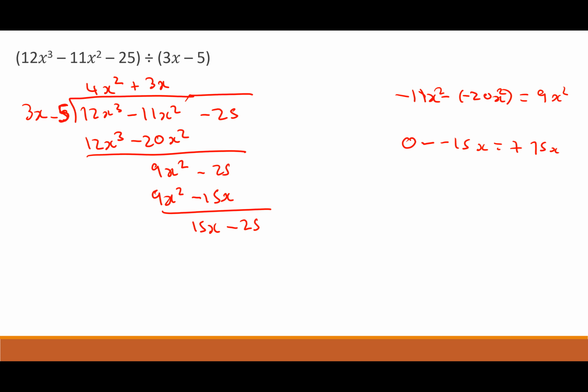Okay, so then we're going to be left with 5. So you go 15x minus 25, and then that's going to be left. So the answer to this is going to be 4x squared plus 3x plus 5.